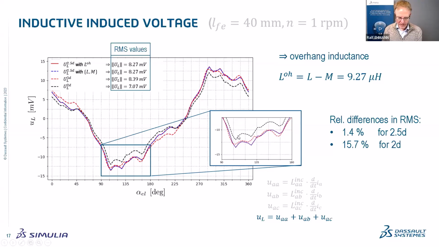And a good measure of the difference is the RMS values. When we calculate RMS values for each of these curves, you see that the 2.5D comes up to 1.4% from the 3D result, whereas the 2D has 15% difference to the 3D result, which is quite a lot. Okay, so up to now I spoke about L and M. Obviously I introduced already the analytical formula: L_UH can be calculated as L minus M. So 9.27 microhenry is the value we extracted for our machine.